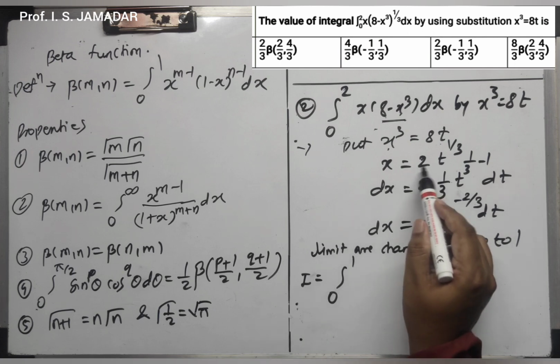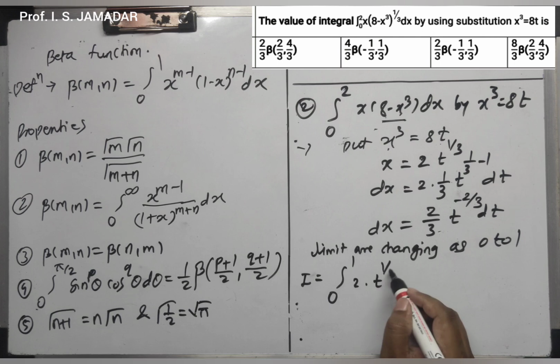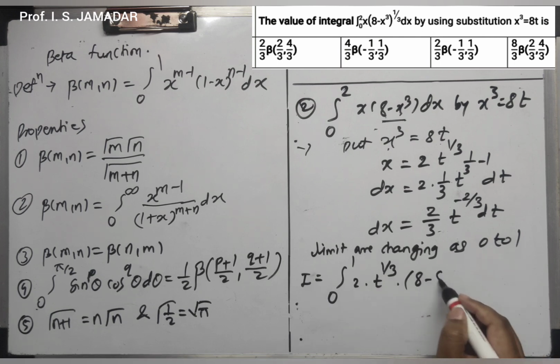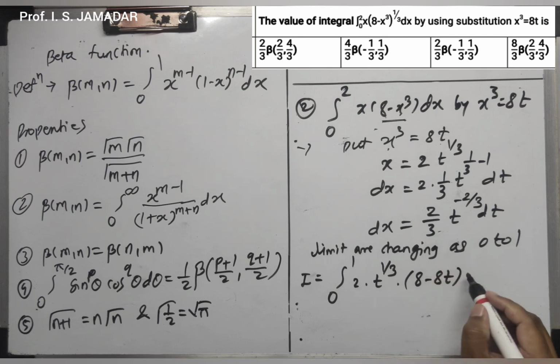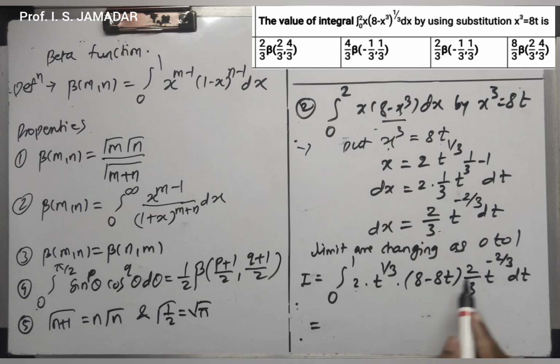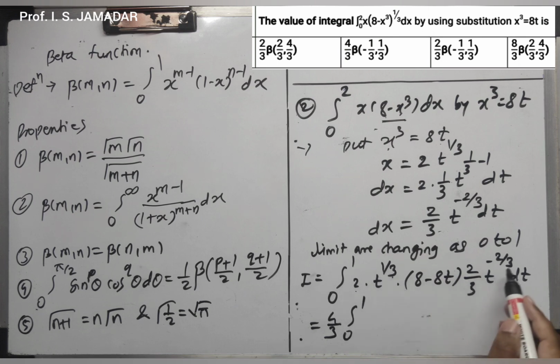So with this we have I equal to integration 0 to 1 of x. What is x? x is 2 into t raised to 1 upon 3, into 8 minus x cube, that is 8 minus 8t, since x cube we are putting as 8t, and dx is 2 upon 3 into t raised to minus 2 by 3 dt. Simplified further, 2 and 2 by 3 means 4 upon 3, which we can take outside. What remains is integration 0 to 1 of t raised to 1 by 3 minus 2 by 3, so 1 by 3 minus 2 by 3, that is minus 1 upon 3, t raised to minus 1 upon 3.